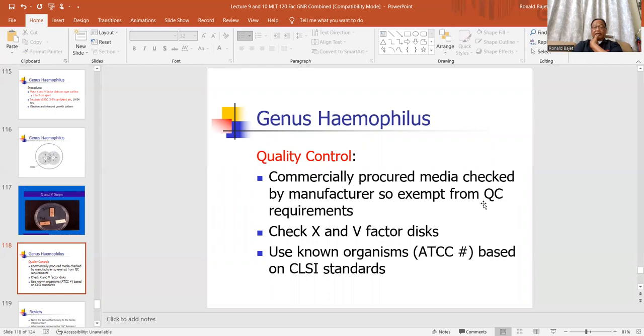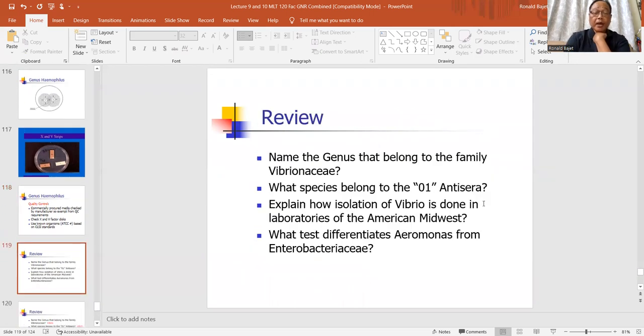Haemophilus QC, CLSI standards. Check your X and V factor discs and make sure they are not expired. For QC, you can use ATCC organisms, not expired. Okay, so now we're going to do a review.